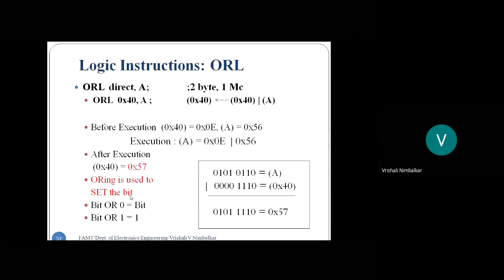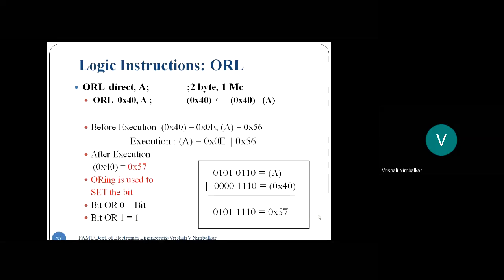Look at the example below. Suppose at address 40 hex, the data was 0E hex. At this address, 0E was the data, and in the accumulator 56 hex was the data. So the ORing will be 56 hex ORed with 0E hex. The answer is 5E. Let us see.